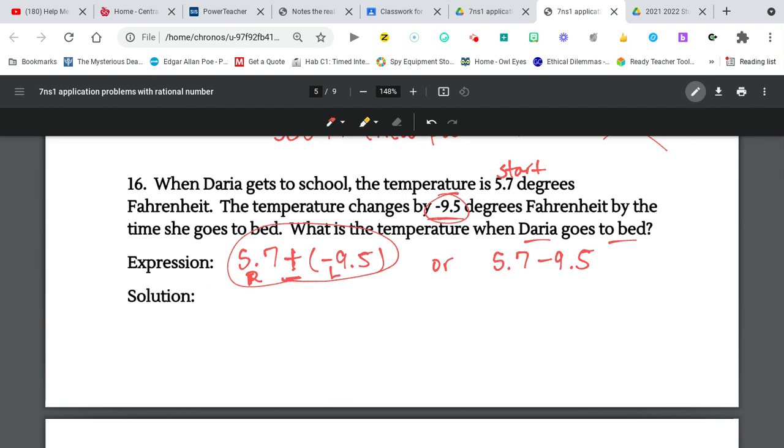Let me say one thing before I go on. Don't ever, ever, ever put a plus sign if it asks you for the difference, guys, or distance. Don't do that. Difference and distance indicates a subtraction sign or a minus sign goes in the middle. All right, so let's go ahead and subtract. Put the higher number on top. Going to have to regroup here. So now it's more to the left. So the temperature is negative 3.8 degrees Fahrenheit by the time Daria goes to bed.